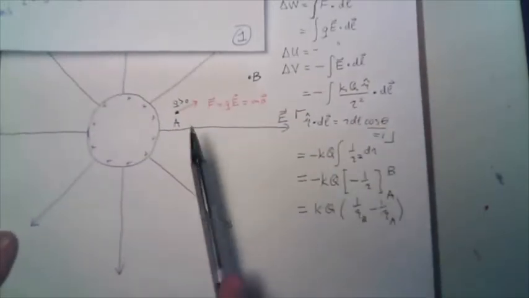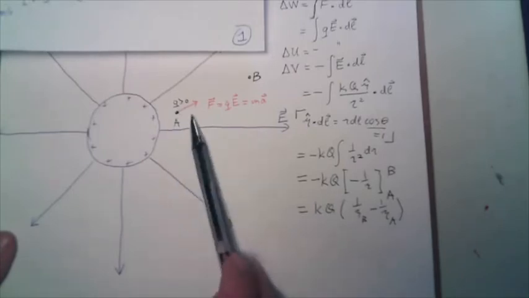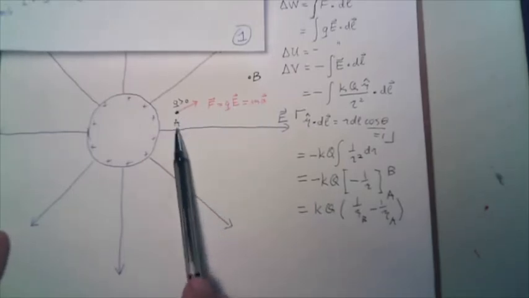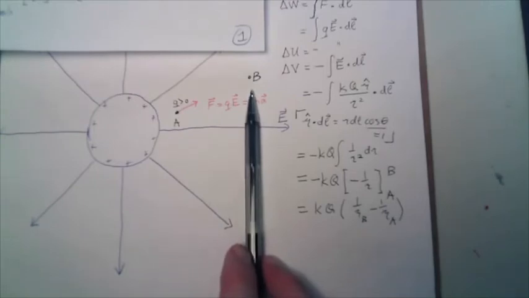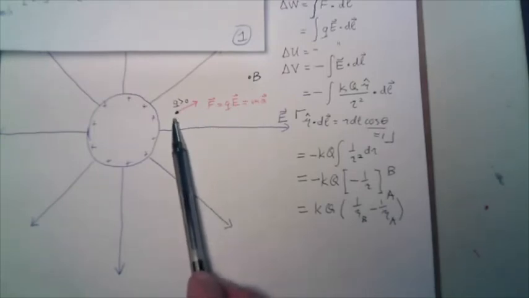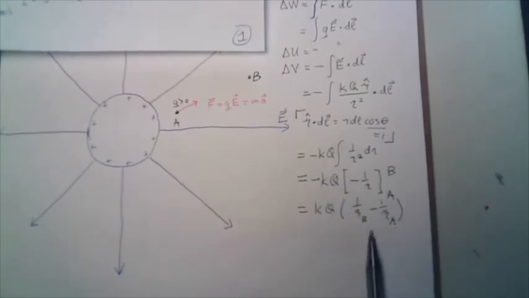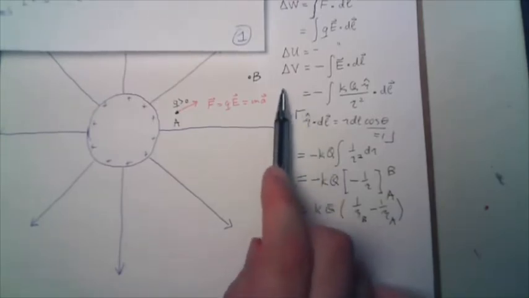So we know that it's moving from here to there. So therefore, R in position A is smaller than the R in position B. So 1 over RA is bigger than 1 over RB. So this term is negative. Does that make sense, that delta V is negative?